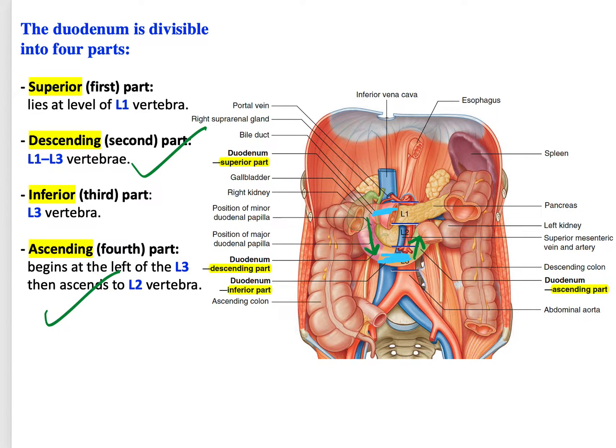Now the first part, because it's connected to the pylorus, and we know that the pylorus is at the level of L1, the first part is at the level of L1. The second part is between L1 and L3. Now, the third part, of course, this is L3, it's at the level of L3 also. But the fourth part ascends up from L3 to L2 here. Okay, you have to know all of these things, guys.